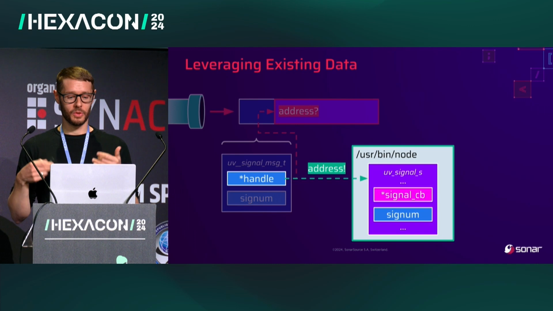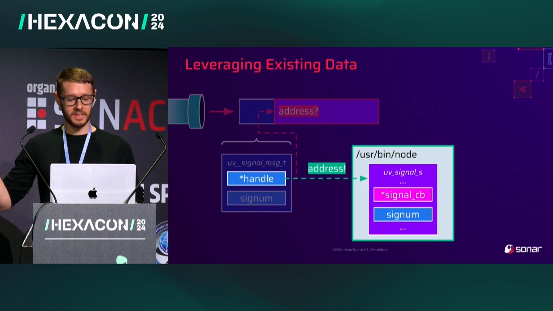So if we could store a suitable fake signal data structure in this region of the memory, we could correctly populate the handle pointer. But how can we store something in a Node.js segment at a known address? We could search for ways to make Node.js store attacker-controlled data at a static location from an HTTP request, for example, but this seemed to be quite challenging. An easier approach is to just use what's already available.